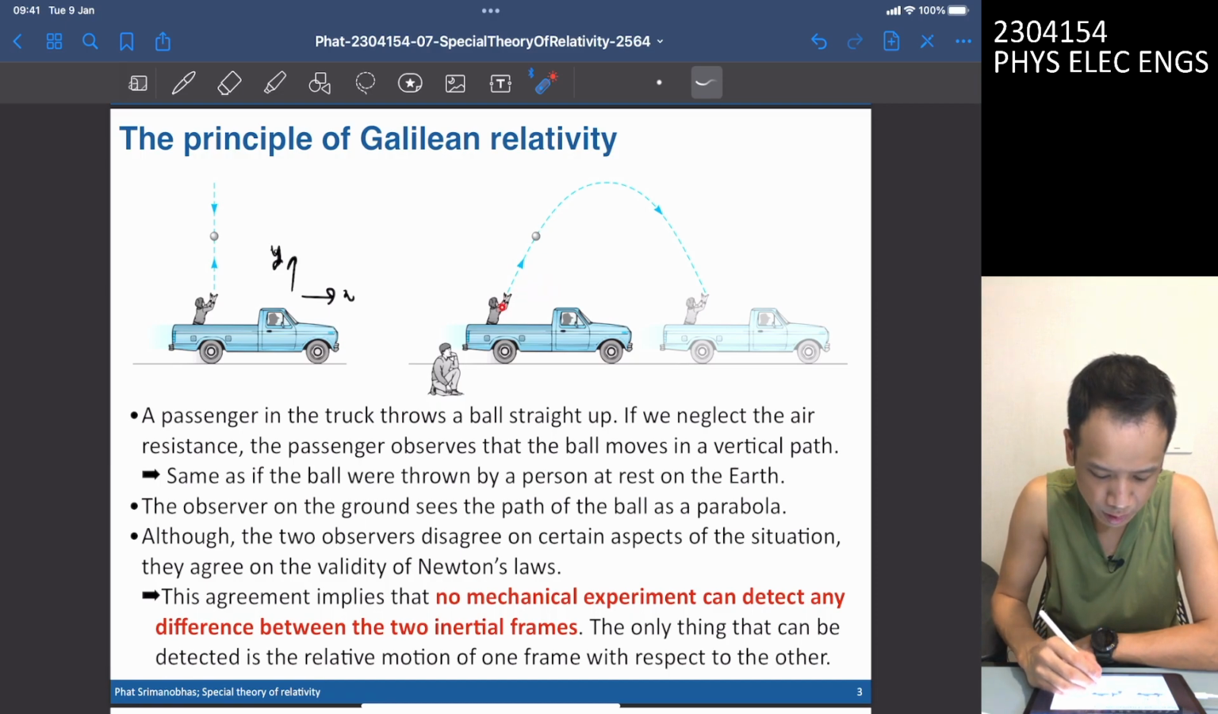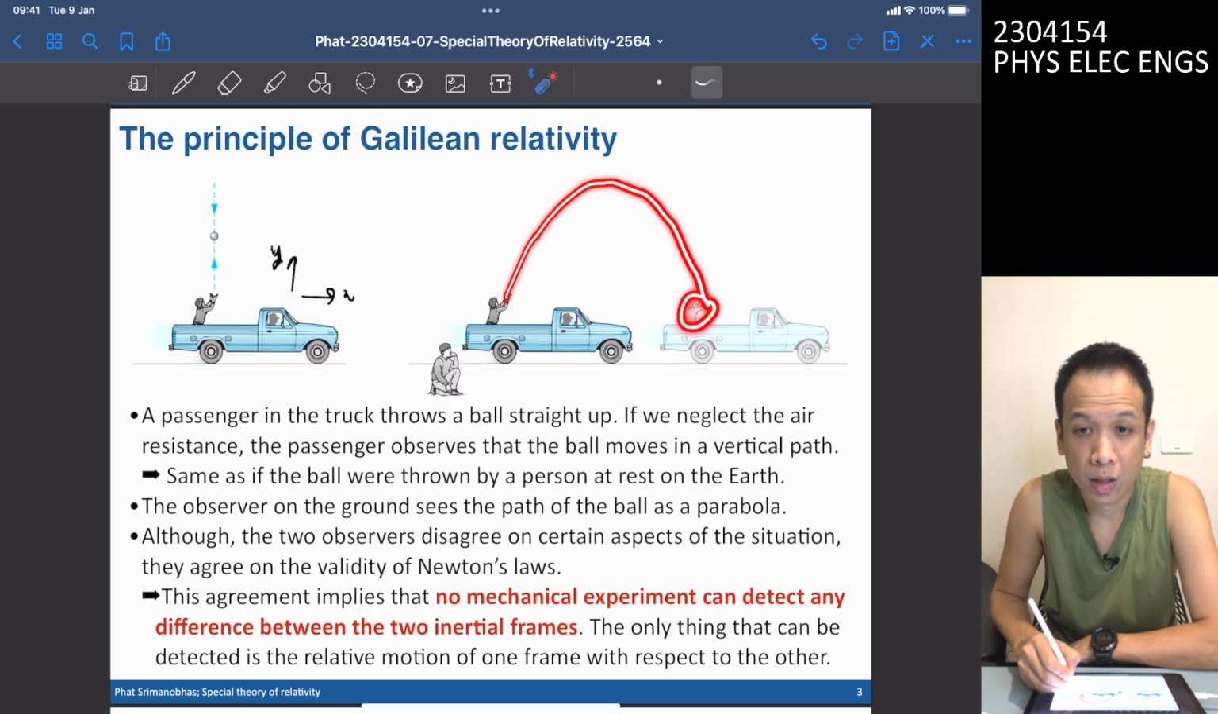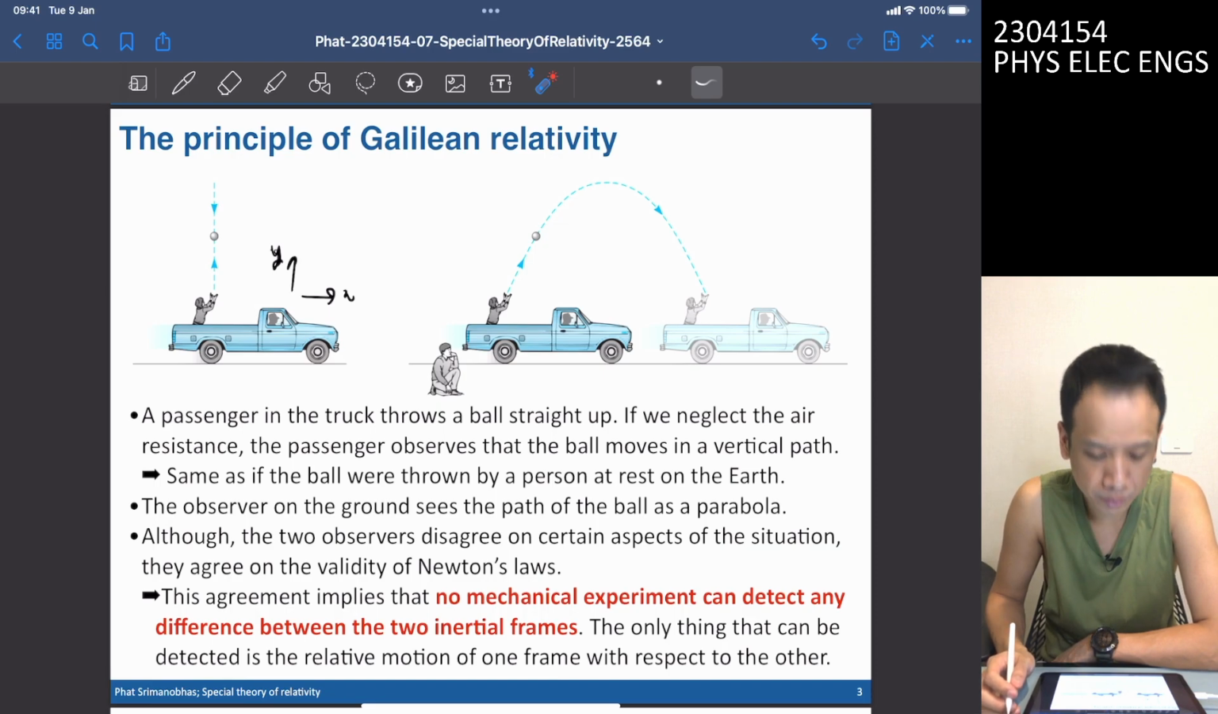So he will see that the ball is going along a parabolic trajectory. Okay, so it goes up as a parabola, and then falls down into the hands of the people on the truck, on the van, but it's using the parabola to describe the motion of the ball. Okay, so the question is: which person understands the physics wrong?